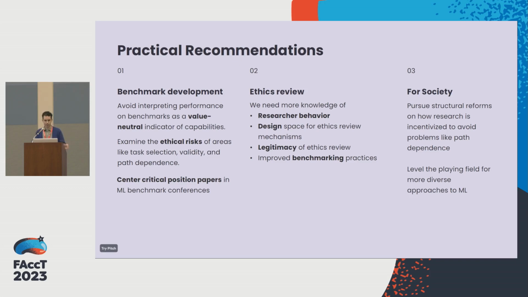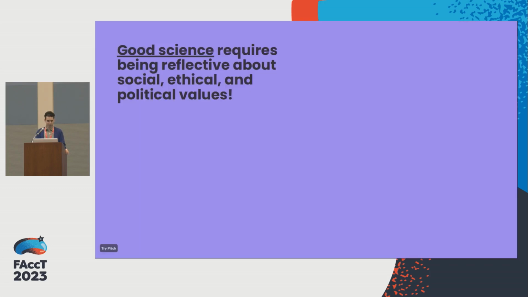And also thinking about problems like path dependence, it's important to think about the society level implications. We feel there's a need for structural reforms on how research is incentivized to avoid problems like path dependence. And also there's a need to level the playing field for more diverse approaches to machine learning.